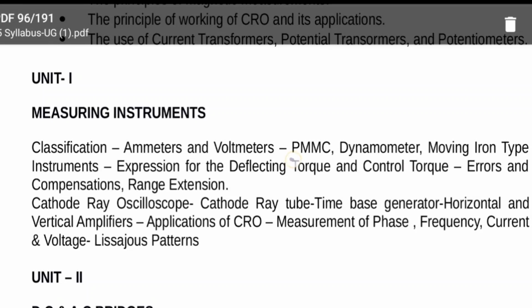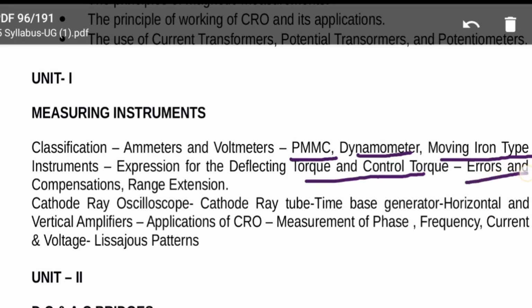What is the deflecting torque equation, what are the errors present in a PMMC instrument, dynamometer type, moving iron type. These are 3 types of instruments. Any one 10 marks question will come, and 2 marks questions may come from what are the deflecting torque, controlling torque, and the different errors. 2 marks questions may come from these instruments. Errors and how to reduce the errors.